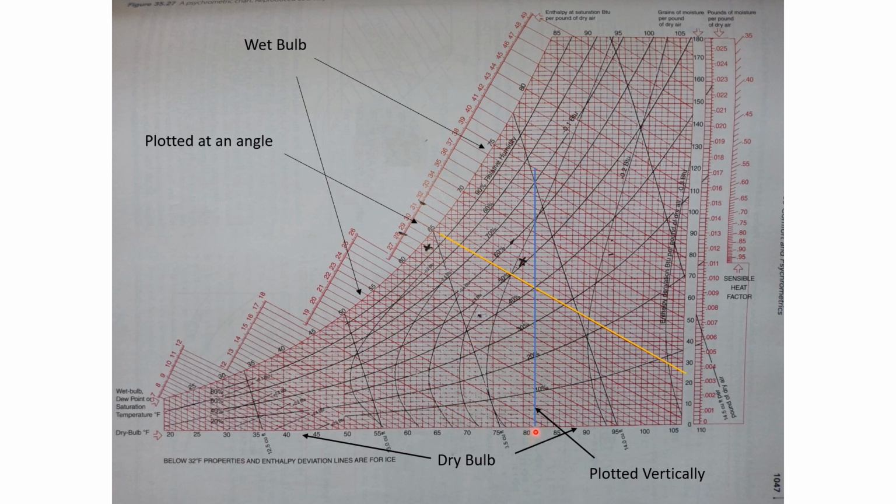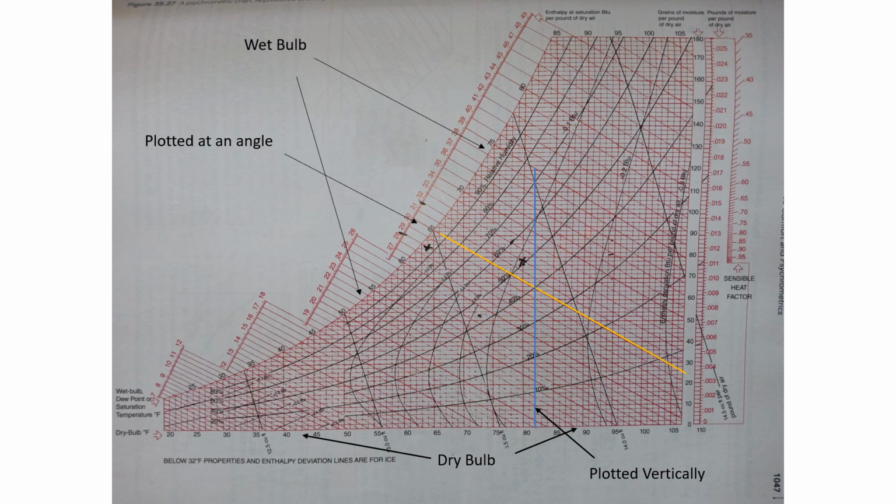So if they told us it was 82 on the dry and 65 on the wet, we would plot our dry this way. We would plot our wet bulb this way. And guess what? Now we can read everything we need to know. So this is our relative humidity.